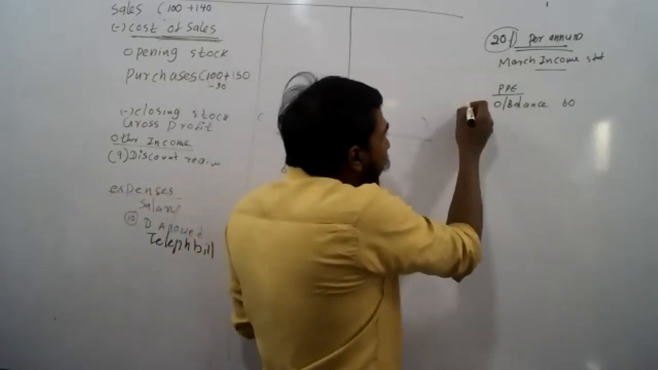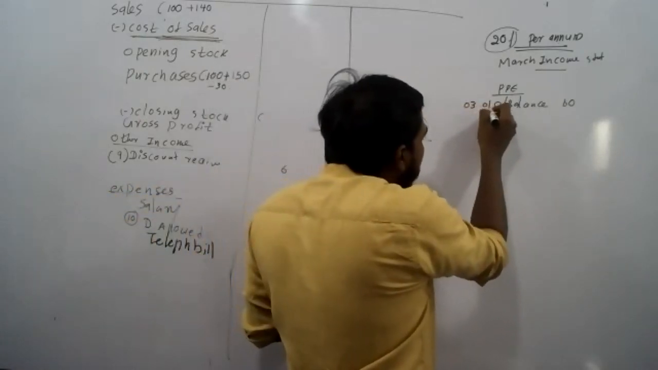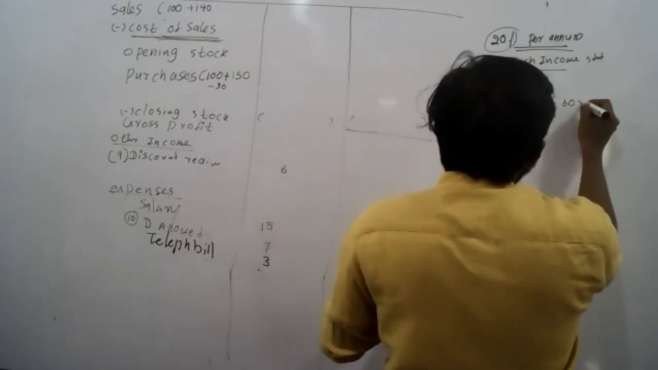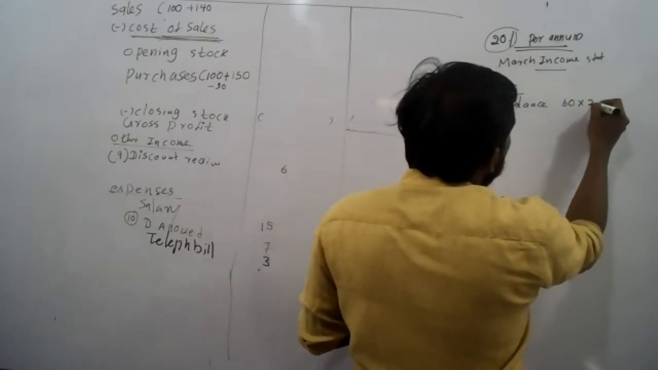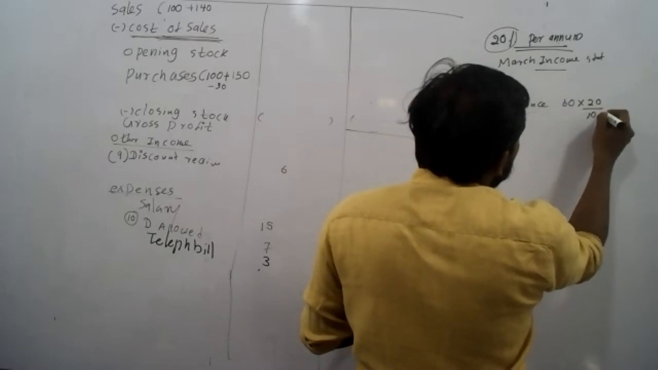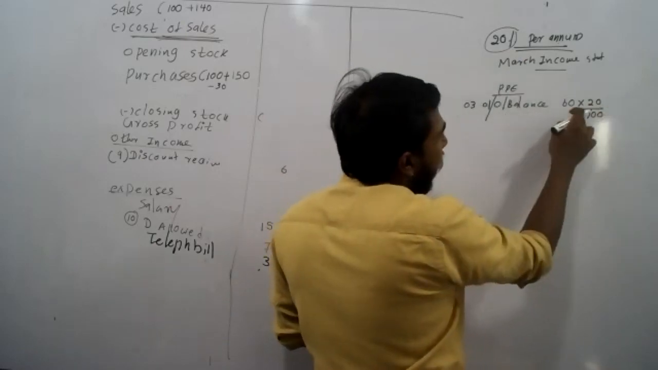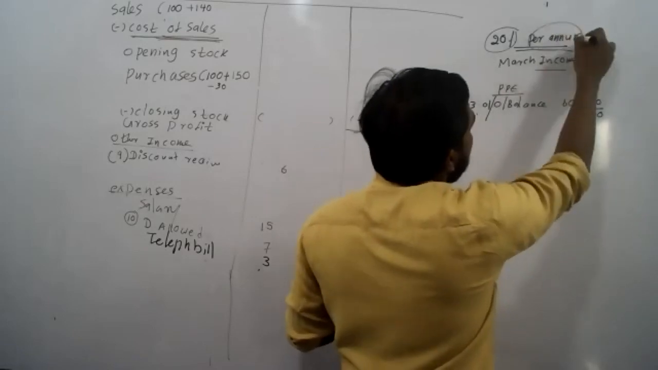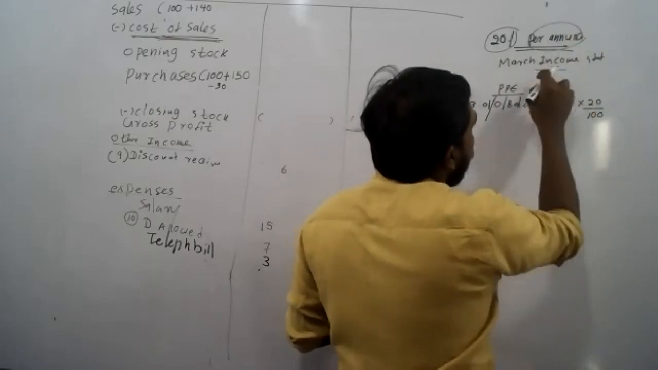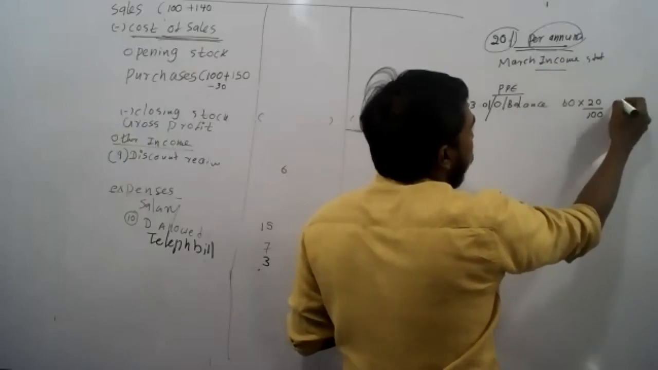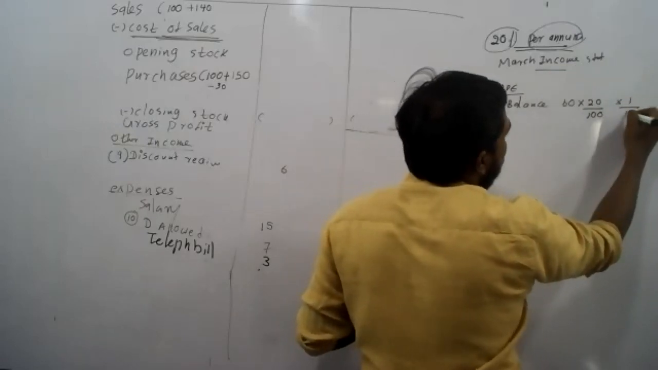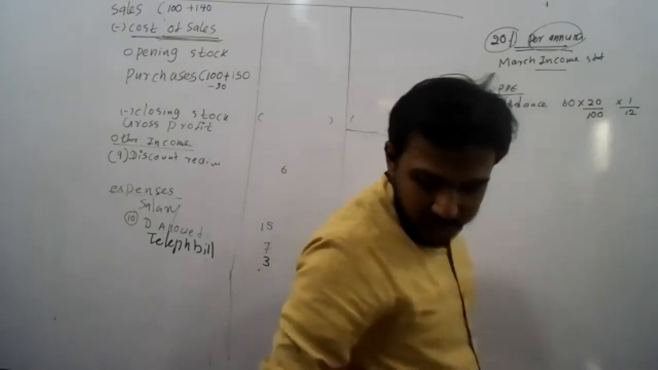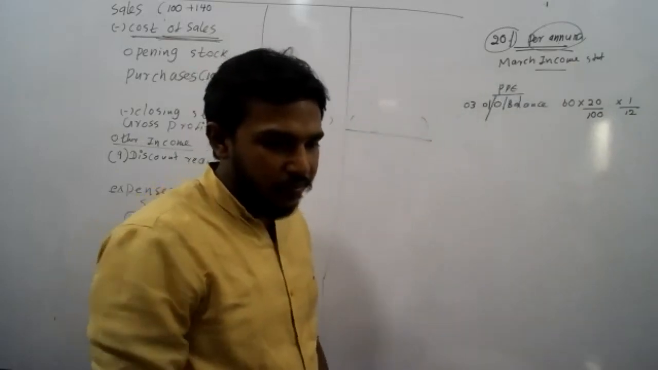This was there from March 1st. Then 60 into 20%. 20% means annual. Then you have to calculate just for a month. So multiply by 1/12. So you will get that. See how it comes?